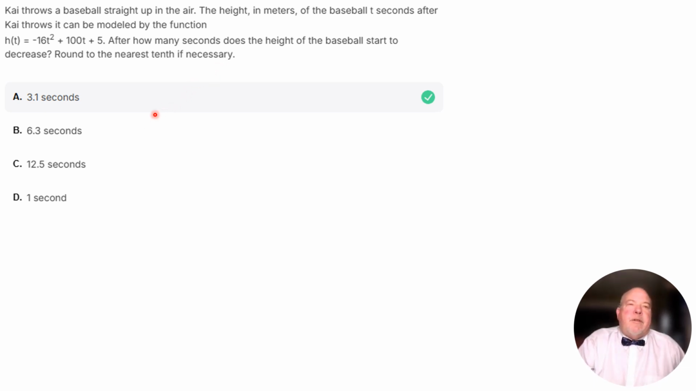So first thing I want you to notice is that this function is a quadratic equation. Let me just show you this real quick. The standard form of a quadratic is ax squared plus bx plus c. So the way you know that it's quadratic is by the x squared. That's the giveaway that this is a quadratic function.